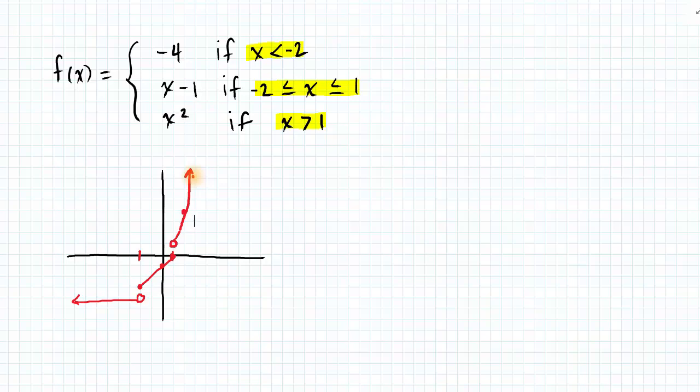Now one question that comes up frequently is the domain and range of this function. So this is a picture of the function. This is a picture of y equals f of x. It's a piecewise defined function. It's got these breaks or transitions, but it still has a domain and range. So let's calculate the domain and range for this function.